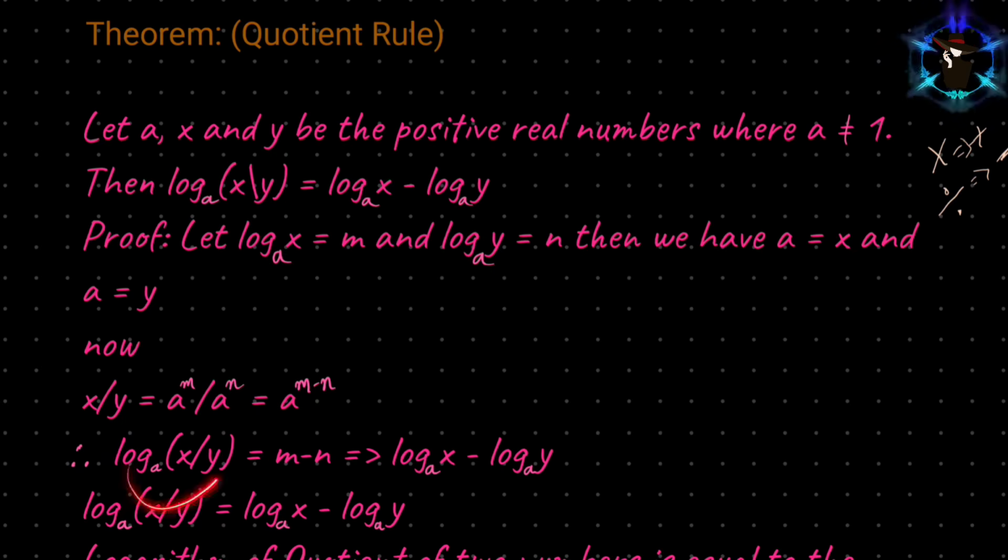This was the form of exponential. Now in the form of logarithm, we have log of x by y with the base a equals log of x with the base a minus log of y with the base a.